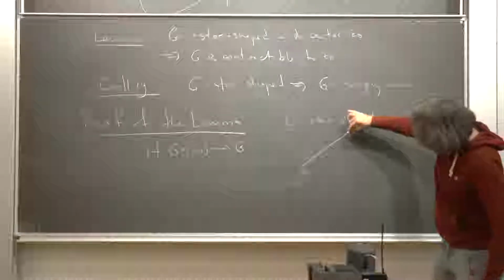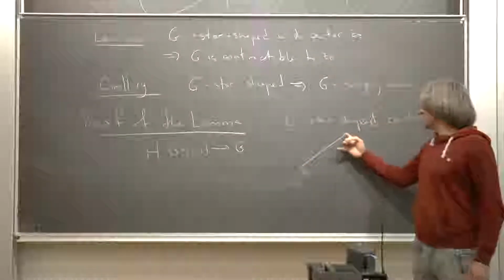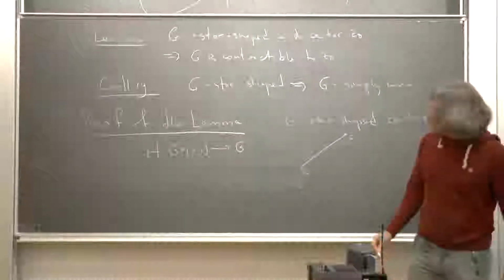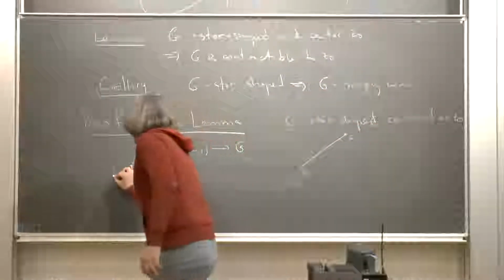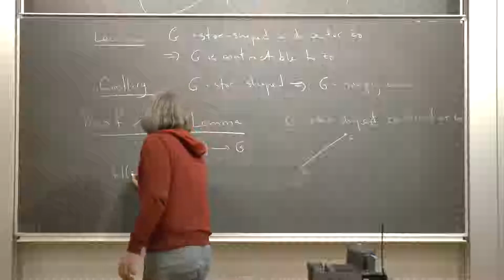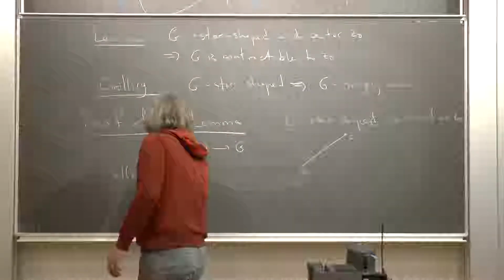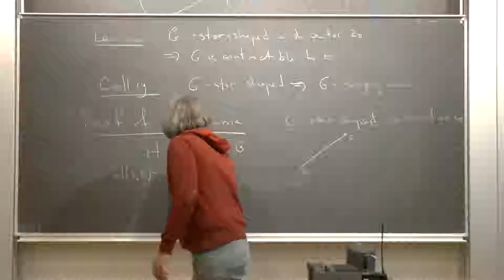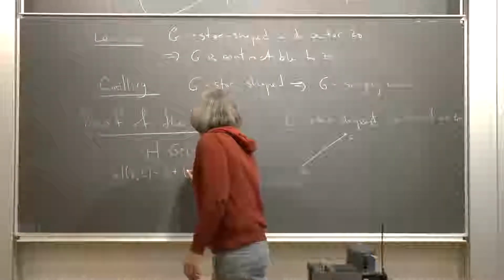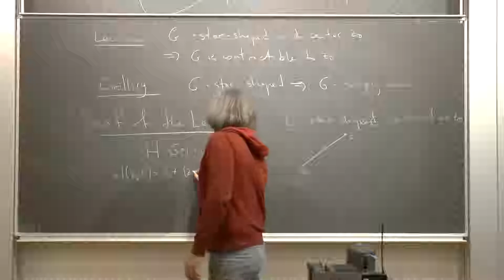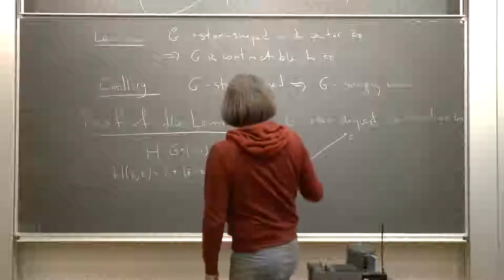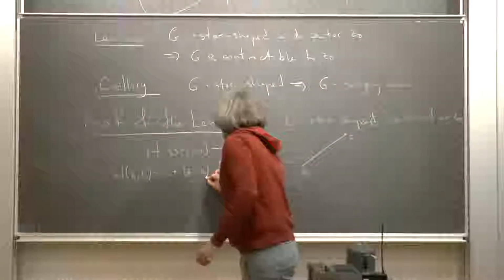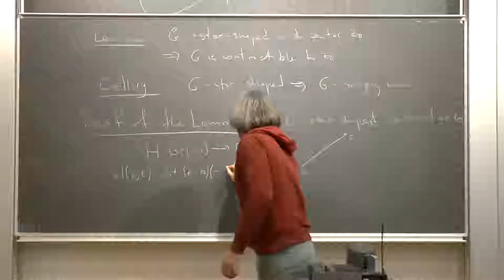So it's clear that we should just walk along this straight line from z to z_0 with a given speed. So formally speaking, H of (z, t) equals z_0 plus (z minus z_0) times (1 minus t).